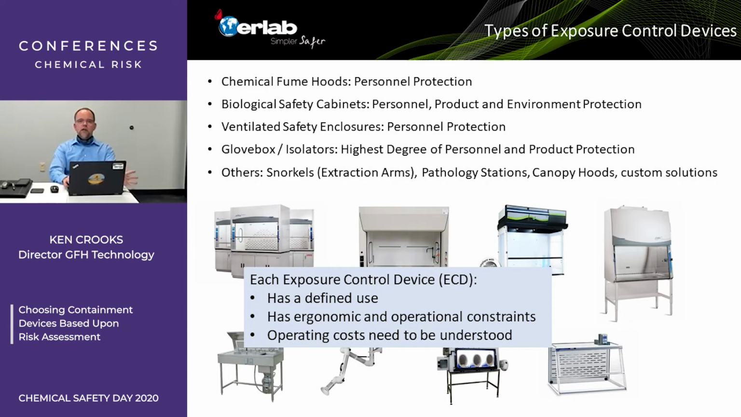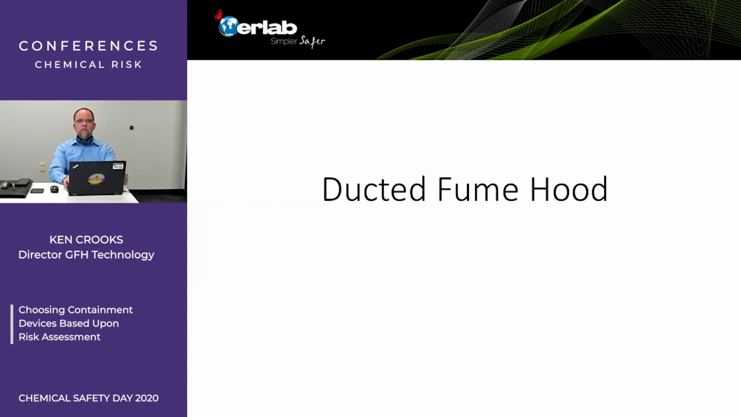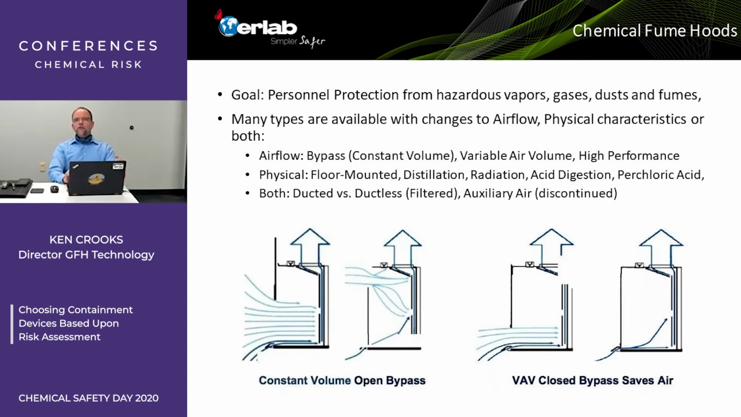And then operating costs. After choosing safety, always safety first, operating costs need to be understood. I'll talk more about the different versions, for instance, of chemical fume hoods in a couple slides from now, and you'll understand what that impact can be. And so let's get to that. So chemical fume hoods, the goal here again is personnel protection from vapors, gases, dust, fumes. It does not protect the product that's inside the fume hood in any way.